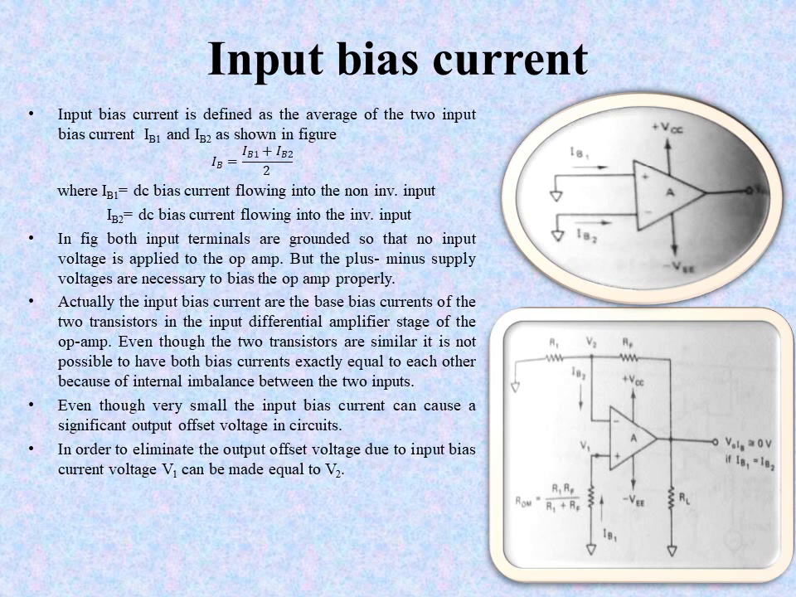So what we can do, it is a simple method. We can make both V1 and V2 equal. What are V1 and V2? V1 and V2 are voltages at the inverting and non-inverting inputs. If there is some way to make both the two voltages equal, then we can reduce or eliminate the input bias current.